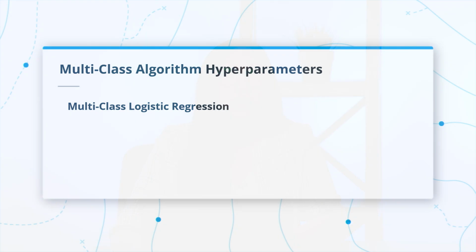In this section, we will review the key multi-class classifier algorithms available in Azure Machine Learning Designer and the configurations or hyperparameters that are available to fine-tune these algorithms. The first kind is the multi-class logistic regression algorithm.